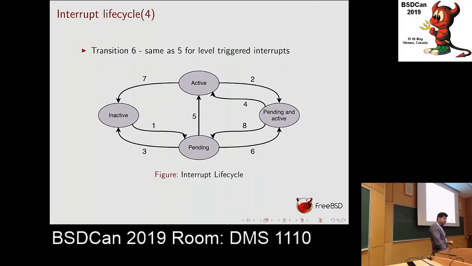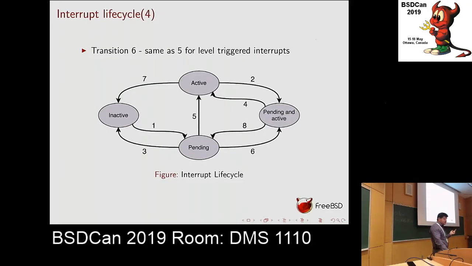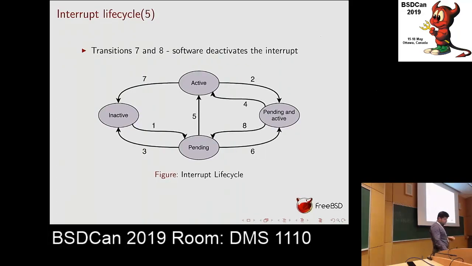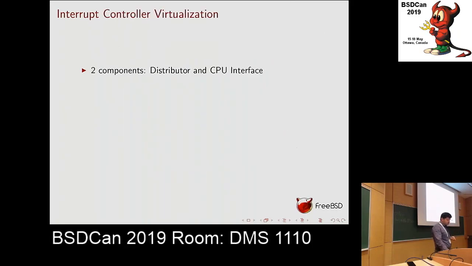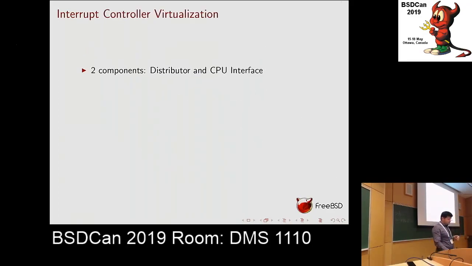Further, we have transition 5 for edge triggered interrupts and 6 for level triggered, when we acknowledge, from pending to inactive and from pending to pending and active. And 7 and 8, whenever we deactivate interrupts, we are coming to the initial state. So these are all the possible states and transitions; we'll need to know them when virtualizing the distributor.